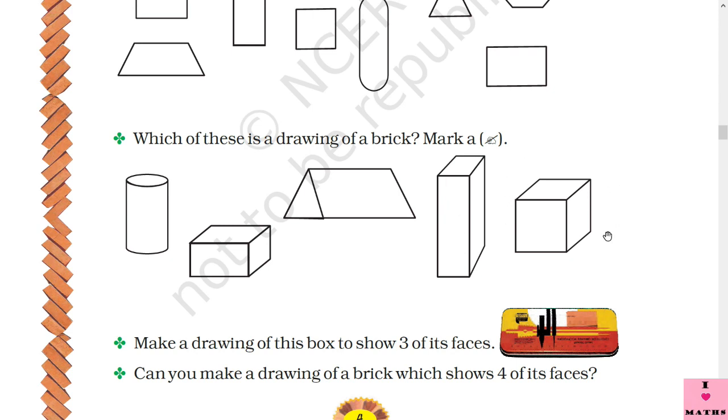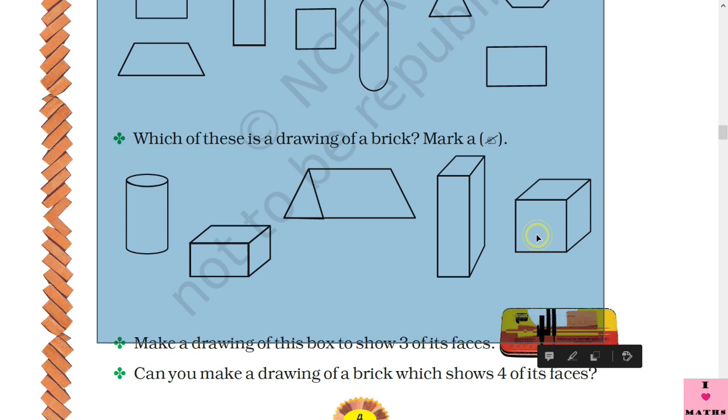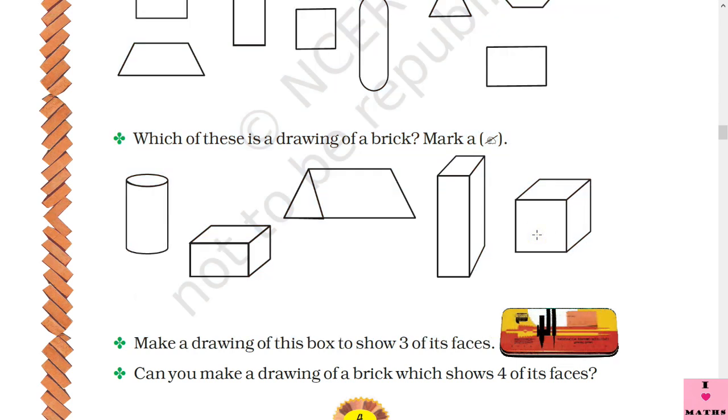This is a cube. You can see all its sides are equal in length. All of them are looking equal in length. A very good example of a cube in your daily life is a Rubik's Cube or the dice.